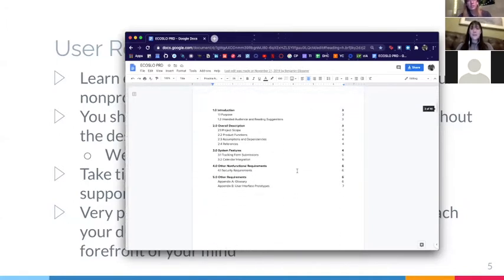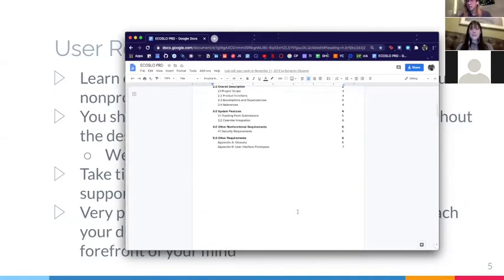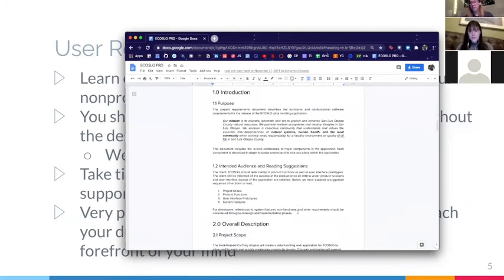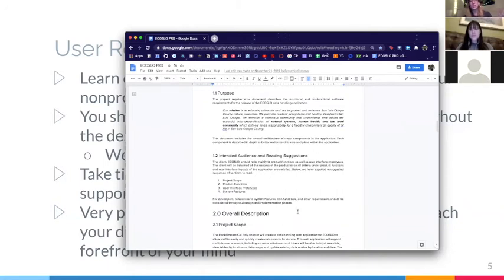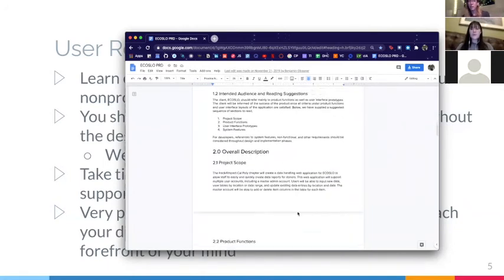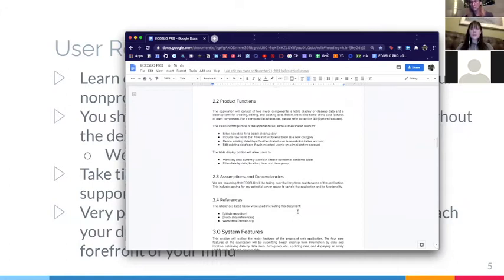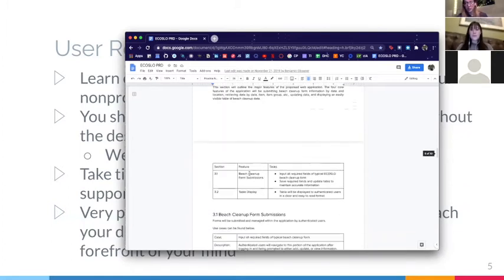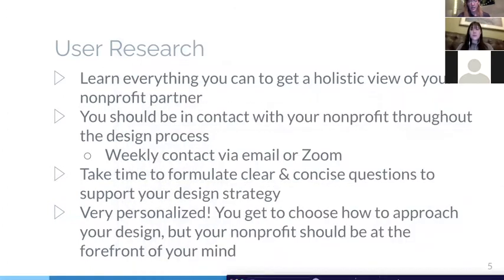So in this document, there are a lot of moving parts, but the thing that's really going to help you with user research is the introduction, as well as the project scope. It talks about all of the moving components that are coming into this project before it's actually created. That will be very useful when you're trying to figure out, okay, who is this nonprofit? How are we going to help them best? I just wanted to show you that real quick. I will bring it up again a bit later when we talk about a few other things.